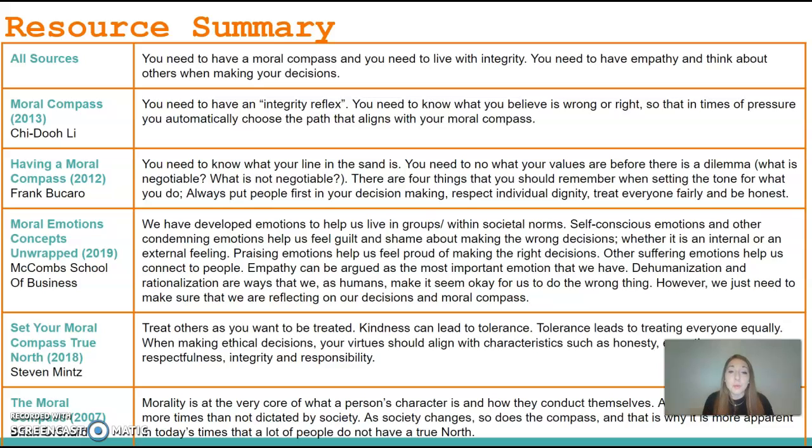After that, they talk about praising emotions. Those are the emotions that make you feel really good about making the right decision and make you feel proud about doing that. Other-suffering emotions was next, and they outlined these emotions as helping us connect to people. So empathy is one that they talked about. Empathy, it even said in there, can be argued as the most important human emotion.